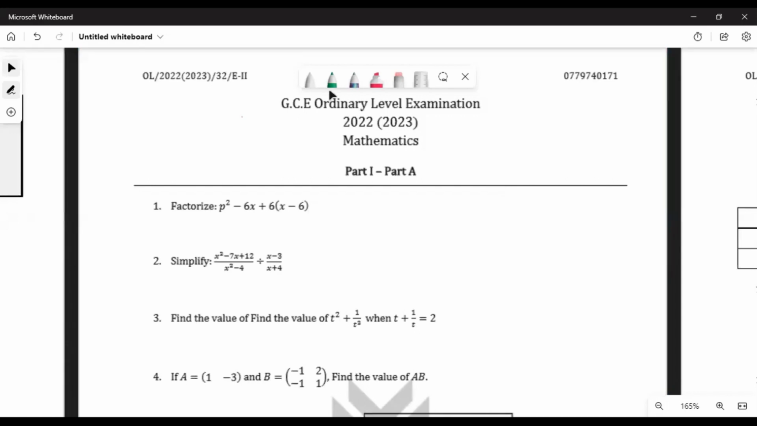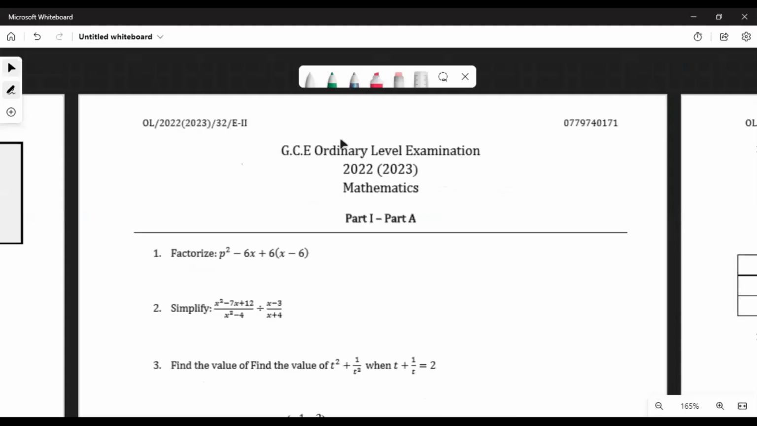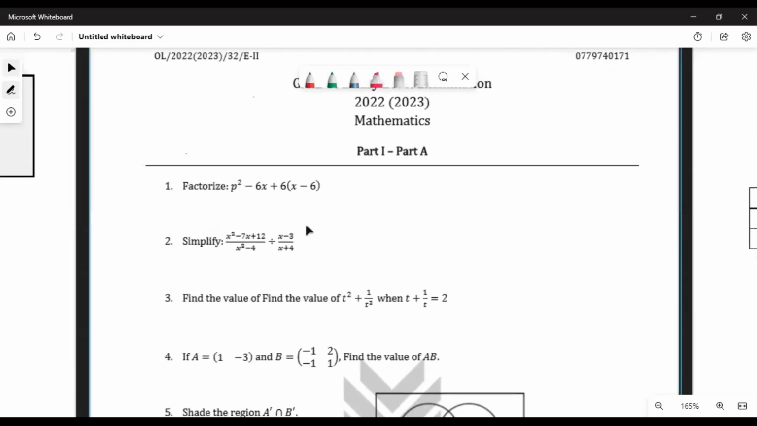Factorize. How to do the factorization here? First of all, before you do the factorization, if I remove the brackets, some terms we can exclude, some terms we can terminate from this given expression. Here, can you see p square minus 6x plus 6 and plus x is here. Plus into plus equals to plus.